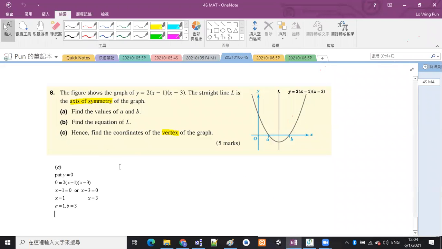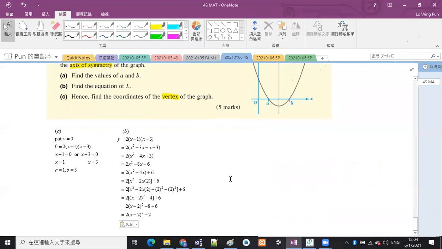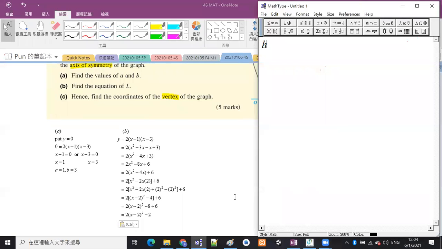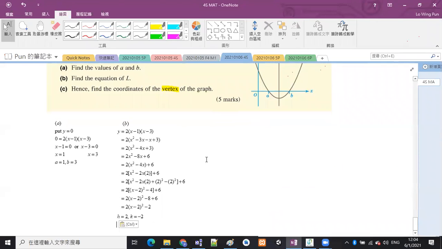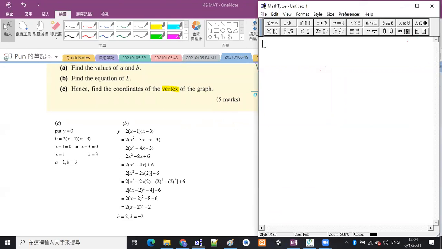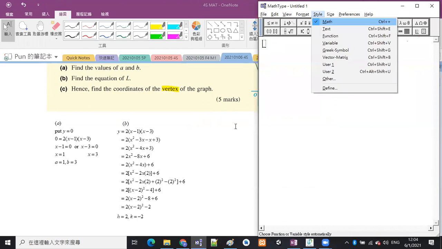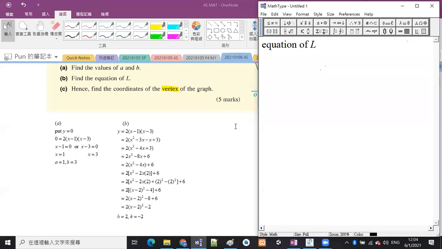And then the question asks us to find the equation of the axis of symmetry. Our H value is equal to 2, and our K value is negative 2. Do you remember this? Now, the answer. The equation of L, that is the axis of symmetry, is x equals the H number. That is 2.